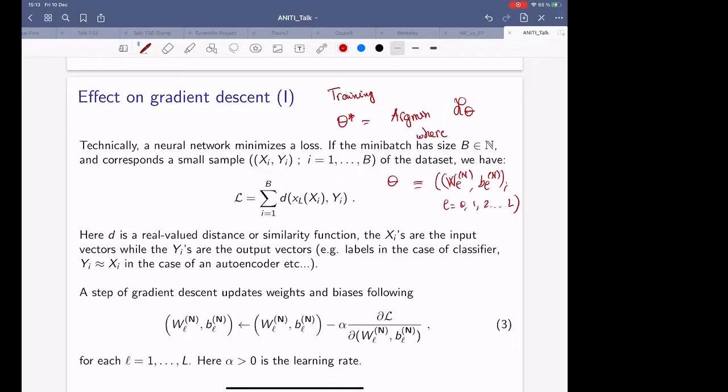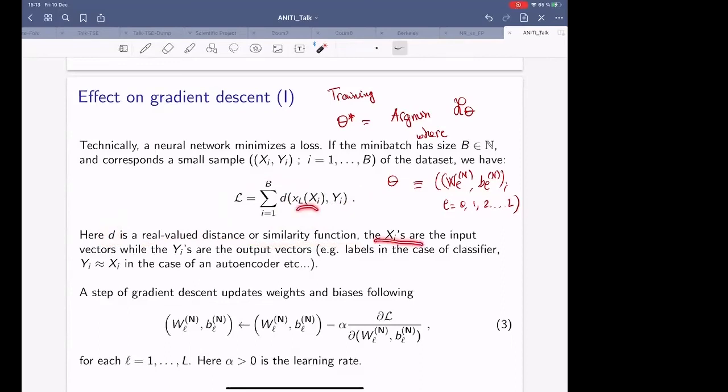Okay. Let's pick a typical case, because of course people love doing very different things, and there are many possible losses. Let's say I'll pick some sort of D, which is a distance between the output of my neural network and the y_i, which is either a label or the same input if I am in the case of an auto encoder. So D is a real-valued distance or a similarity function.